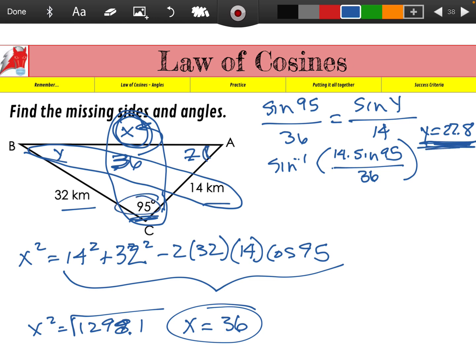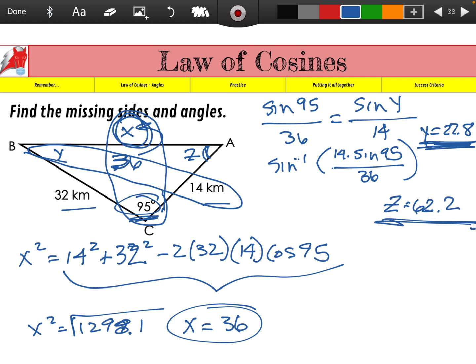95, 22.8. Oh, I get 62.2. Forgive me if my math is off a little bit, but that's it. That's finding all our pieces here.